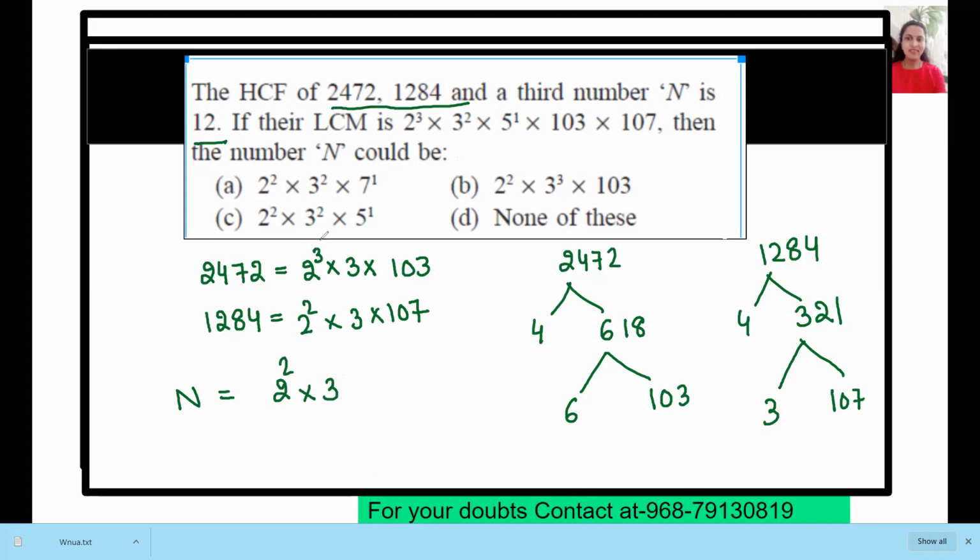2 cube is here. 2 cube over. Now 3 square is here. So it must have one more 3. And see, 1 5 is there, which is not here. So 1 5 will be there. And 103, 107 coming. So what is the possibility of the number? This would be the possibility, because 2 square, 3 square into 5 to the power 1. So this was a very logical question. If you understand the concept of SCF LCM, then only you can crack this question.